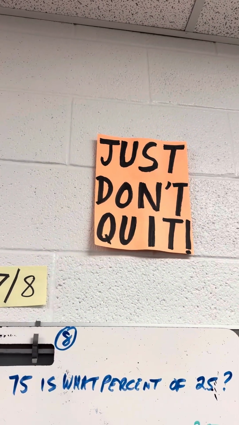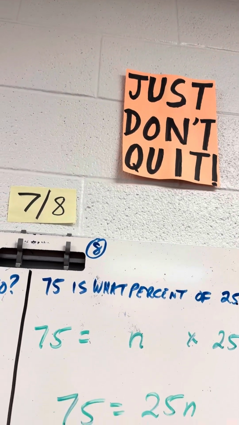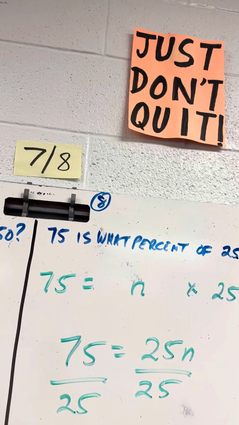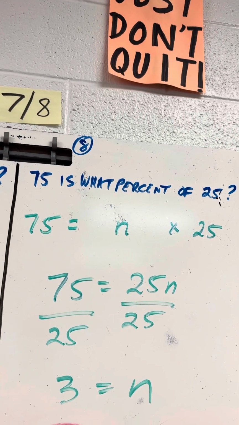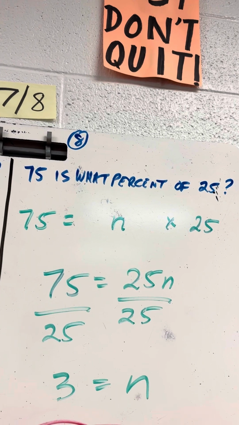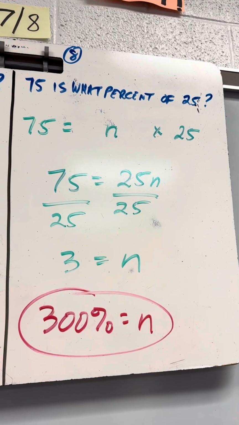75 is what percent of 25? 75 equals N times 25, or 25N. Divide by 25, and you get 3. N equals 3. What percent is that? That would be 300%, because you moved the decimal 2 places, right?